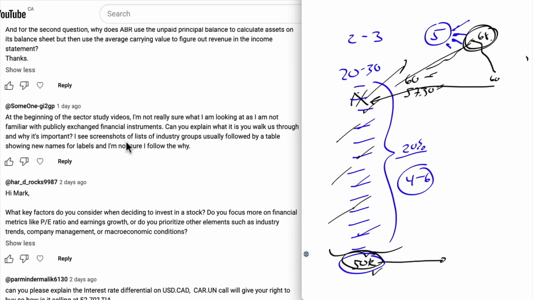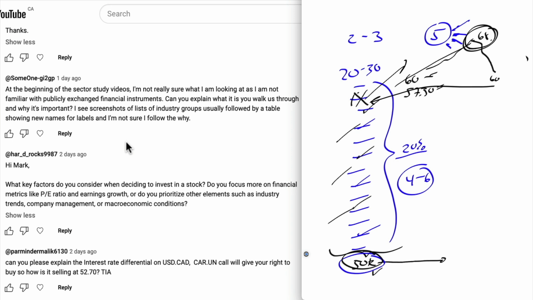At the beginning of sector studies videos, I'm not really sure what I'm looking at, as I am not familiar with publicly exchanged financial instruments. Oh. Can you explain what it is you walk us through and why it's important? I assume that you know what a stock is. I make the assumption that you at least know what that stuff is. If you don't, then I would recommend whatever broker you have, they have an education center. I would go to their education center and watch their introductory videos on everything.